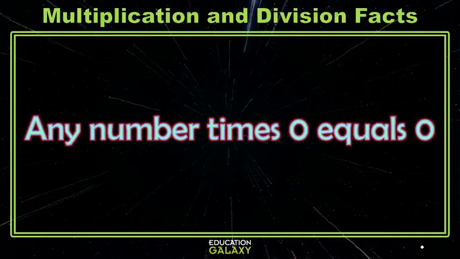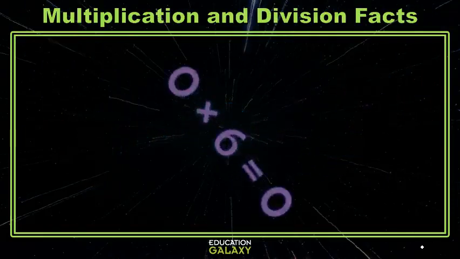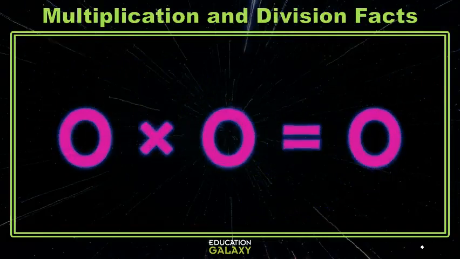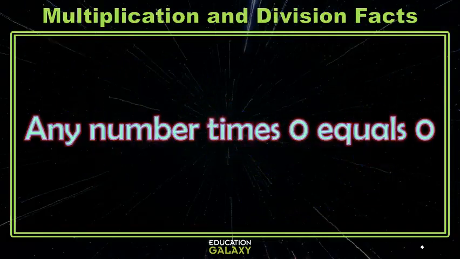Let's start by remembering that any number times 0 equals 0. 9 times 0 is 0, 0 times 6 is 0, and even 0 times 0 is 0 because any number times 0 equals 0. Great.